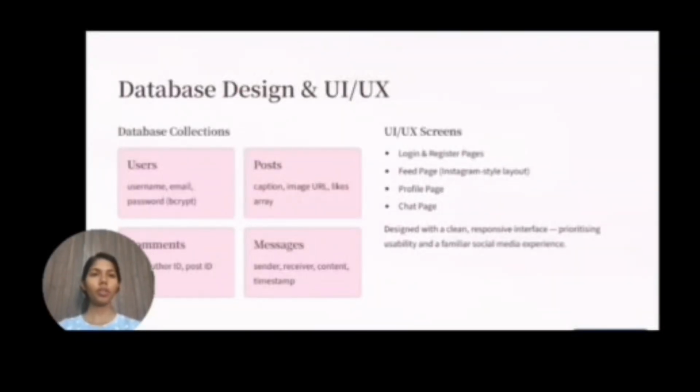Database design and UI UX. Database collections help to represent the structure of the database. It includes the entities such as users, posts, and messages. Each entity has attributes that define its properties. Relationships between the entities show how the data is connected. For example, a user can create multiple posts, and each post can have multiple comments.